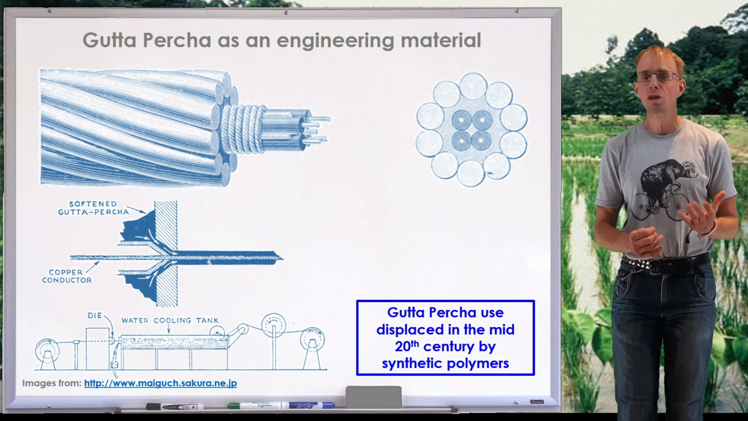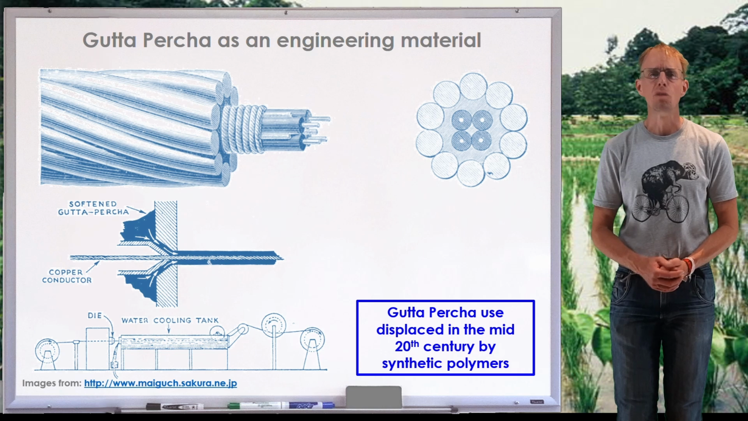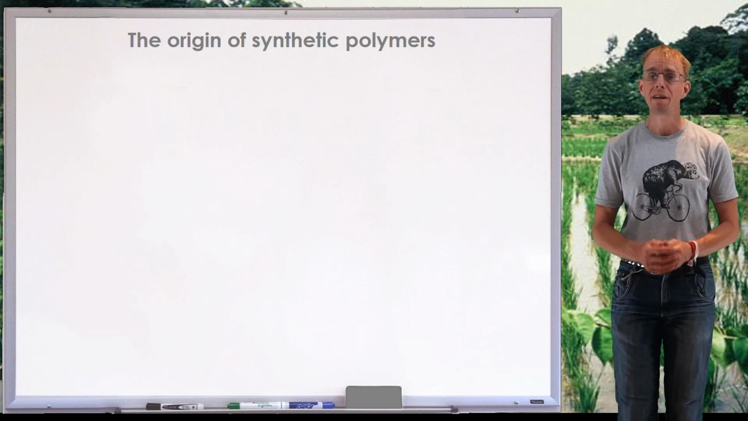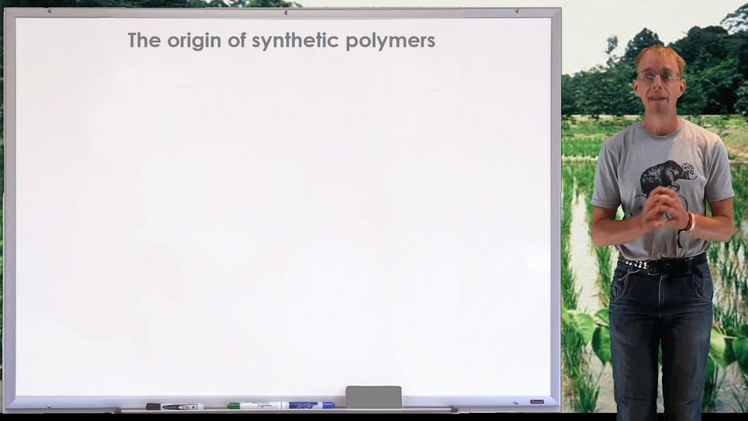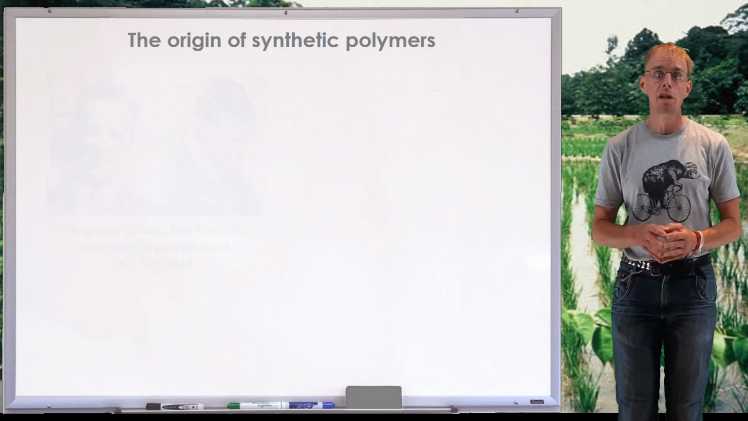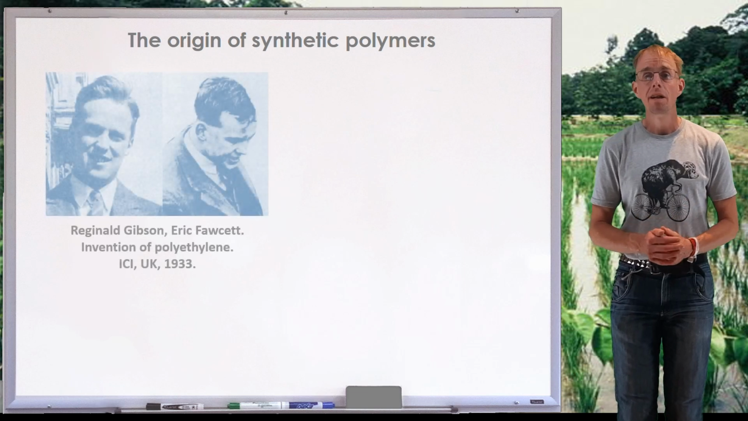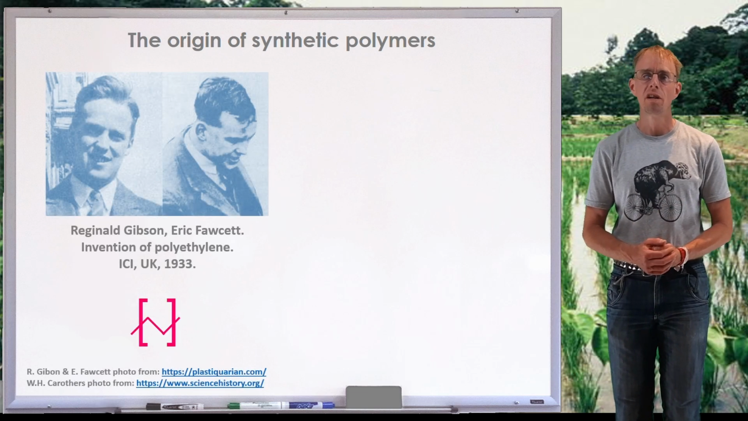So gutta-percha fell out of fashion in around the early 1920s, 1930s, when synthetic polymers were pioneered. And the 1930s were a hotbed of polymer chemistry and polymer technology. On both sides of the Atlantic, there was a lot of ongoing research. If we focus on the European area, in Great Britain, there was the chemical company Imperial Chemical Industries, or ICI.